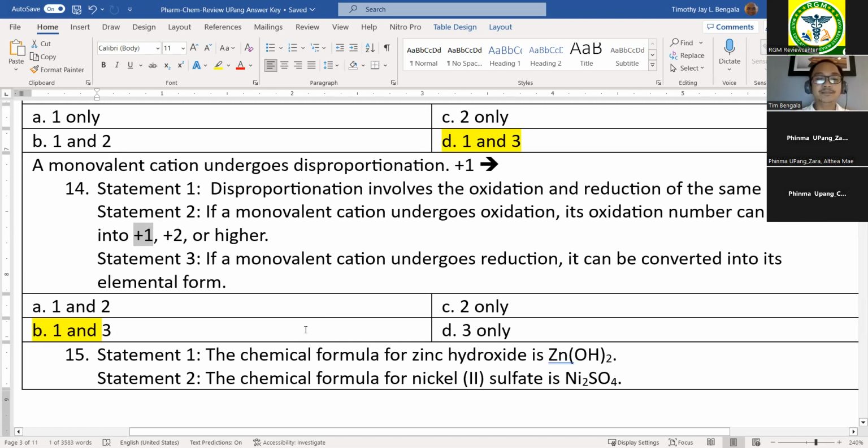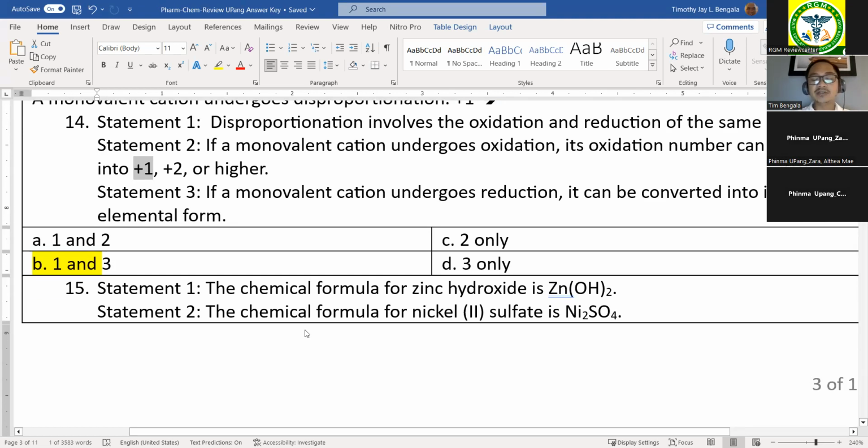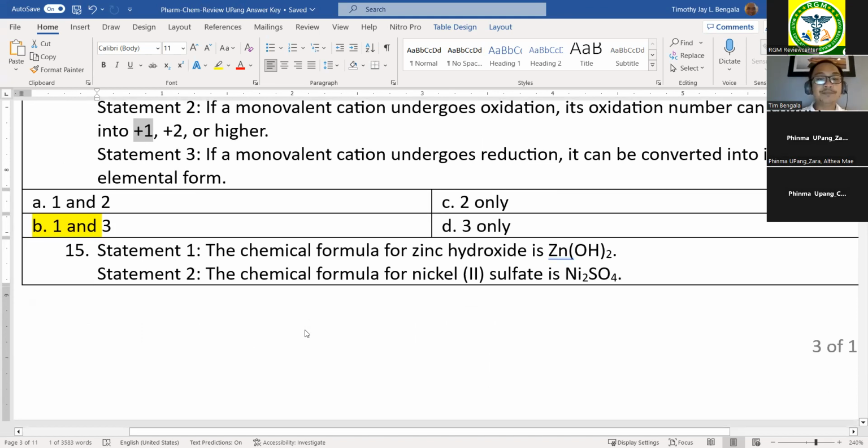Next, number 15. Number 15, this is again practice of the nomenclature and writing the chemical formula. First, the chemical formula for zinc hydroxide is Zn(OH)2. So this is correct. You have the correct oxidation state of zinc, or other volatile metals, na +2. We have the correct oxidation charge for the hydroxide ion na -1. So kaya tama yung ating chemical formula.